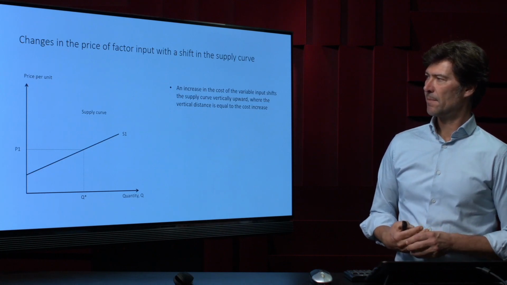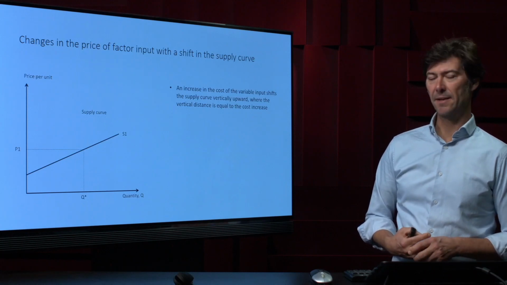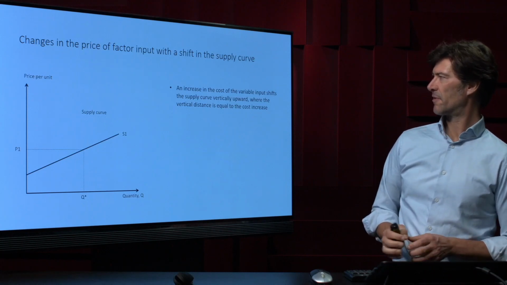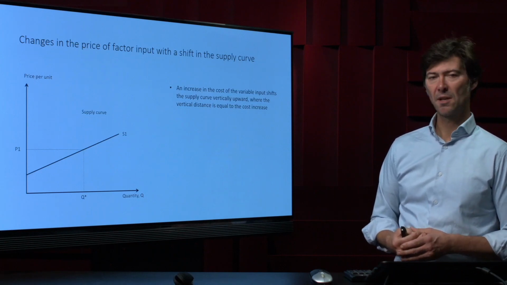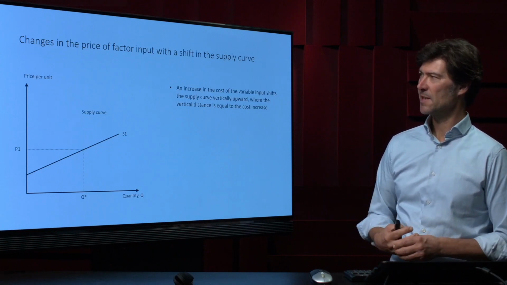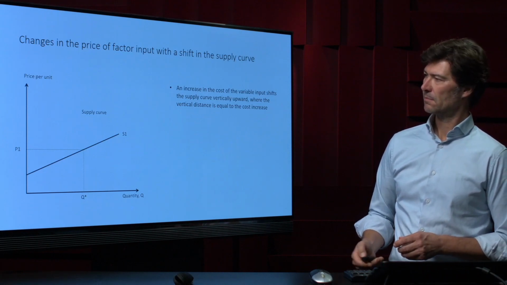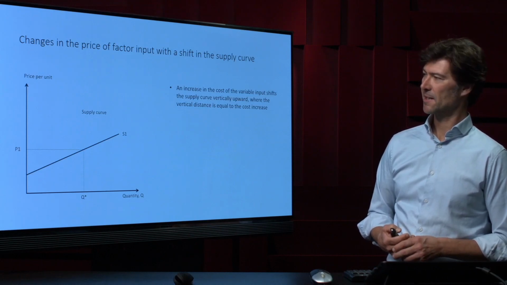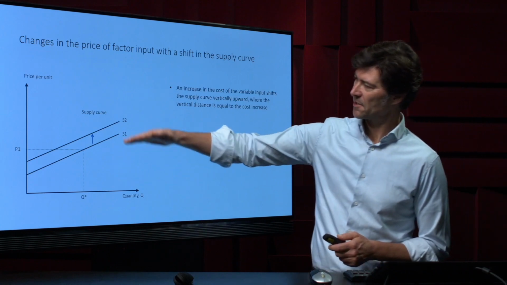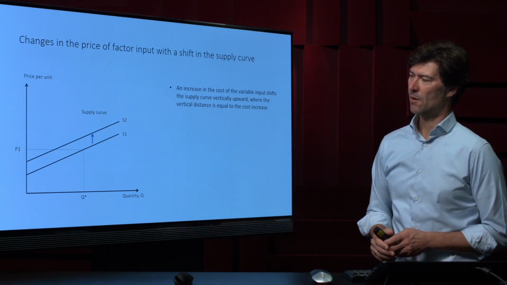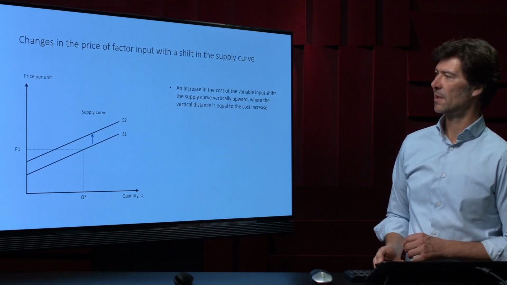Again, we can also move along the supply curve and we can move the supply curve. So, for example, if we have an increase in the cost of the variable input, a gas price increase, as we've seen this year, 2022, this will move the supply curve upwards. A parallel shift according to the shift in the gas price, for example.